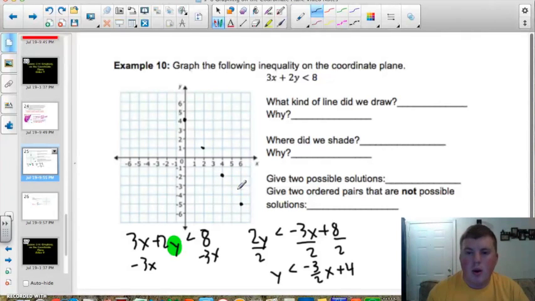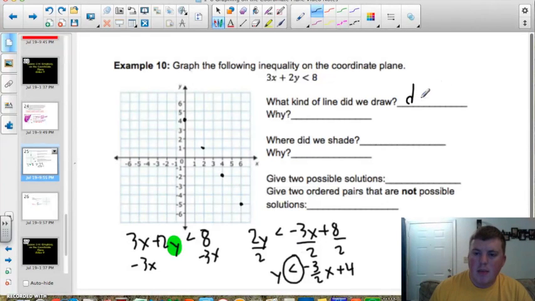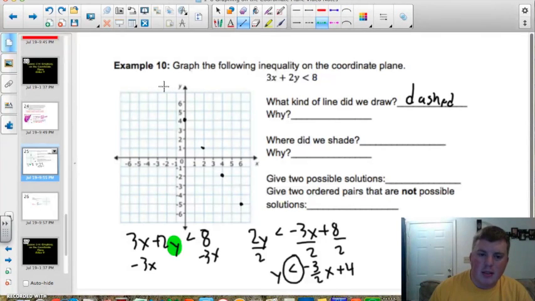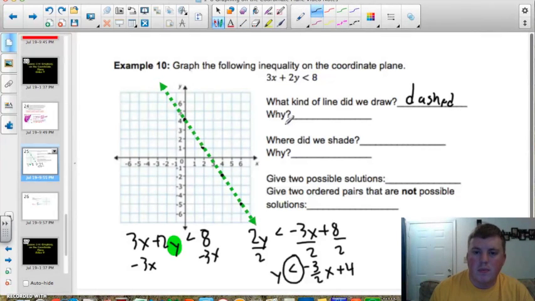And now we need to look at what kind of line we're going to draw. If we look this time, we have a less than symbol. We do not have the line, so that means this is going to be a dashed line, a dotted line. Instead of doing something that was solid, we're going to need to leave some gaps in this, and it will be a dashed line like this. That means the answers on this line are not part of your solution set because it's not equal to. And our reason why we don't have the equal to part is that it is just a less than symbol.